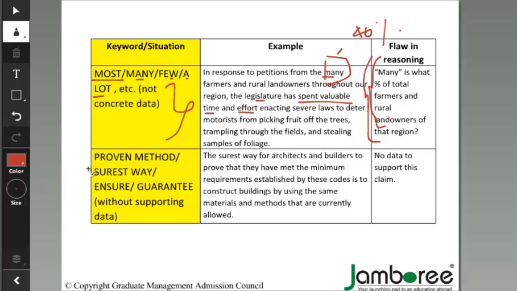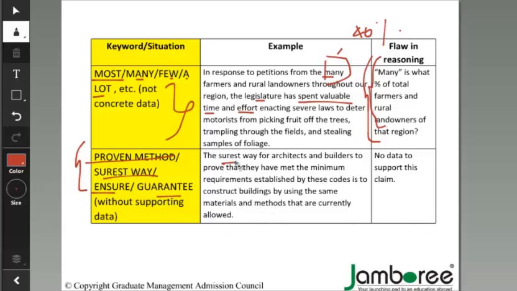Now again, these words, whatever is written in all caps in these slides are keywords. That means you will see these words in the argument itself. So proven method, surest way, ensure, guarantee, very tricky. You will see these words a lot, and they are very tricky statements, but very easy to find flaws in them.